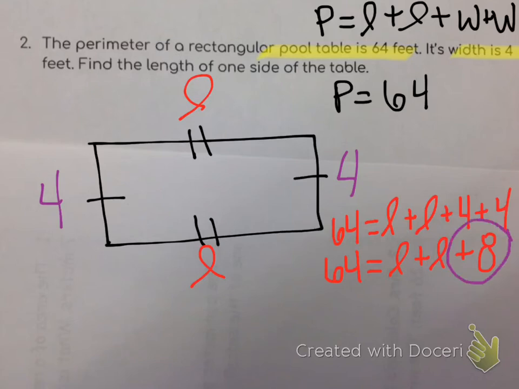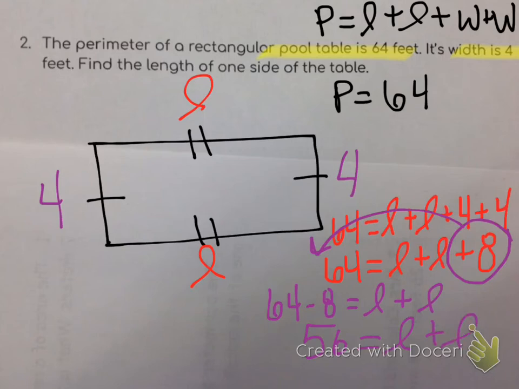So in order to do that, I have to do the opposite operation to get the 8 over by the 64. And the opposite of addition would be subtraction. So I would have 64 minus 8, that's how I can get them on the same side, equals length plus length. So 64 minus 8 gives us 56. 56 equals length plus length.